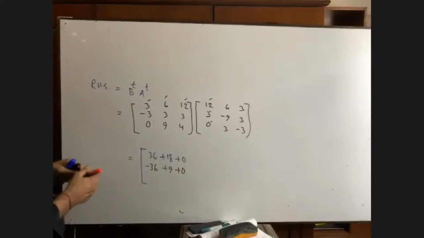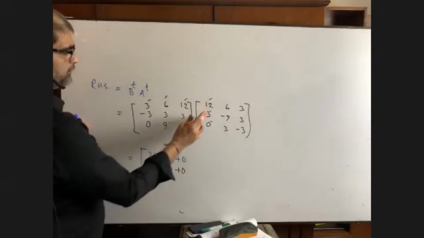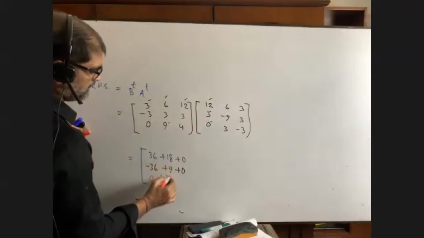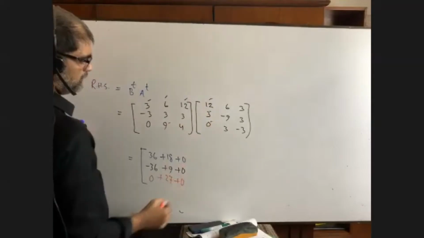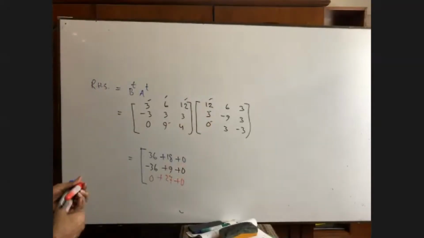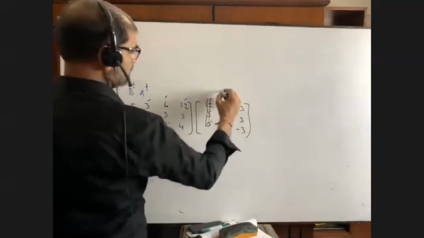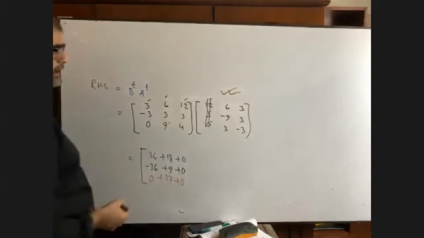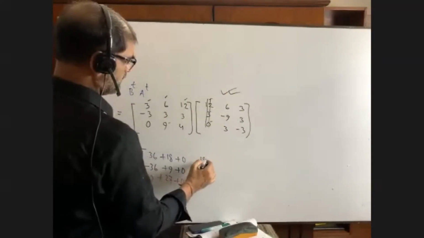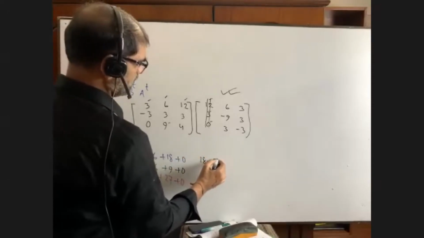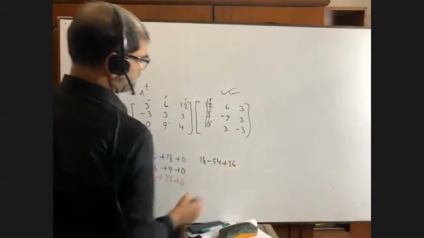What is in the third row? 0. 0 into 12, 0. 9 into 3, that is 27. And here 4 into 0, that is 0. Now you see, suppose we are going to the second column. In the same way, you multiply 3 into 6 equals to what? 18. 6 into minus 9, 54. 12 into 3, that is plus 36.